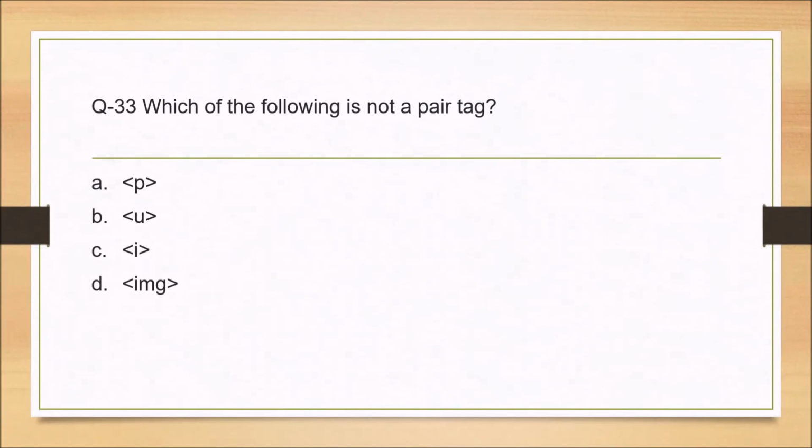Which of the following is not a pair tag? P tag, U tag, I tag, or IMG tag? And the correct answer is IMG tag.